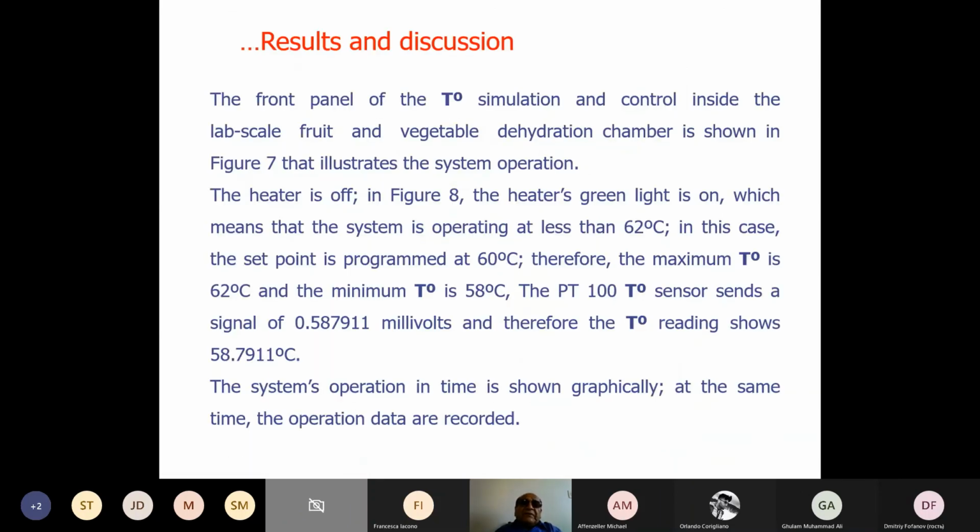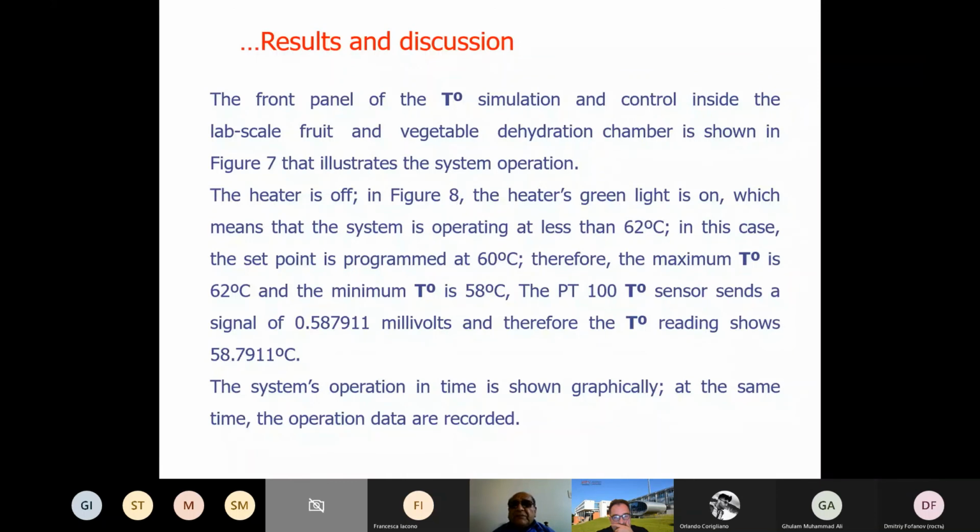The front panel of the temperature simulation and control system for the fruit and vegetable dehydration chamber is shown in Figure 7, which illustrates the system operation. The heater is off in Figure 8. The heater is on with a green light, which means that the system is operating below 17 degrees Celsius. In this case, the set point is programmed at 17 degrees Celsius.